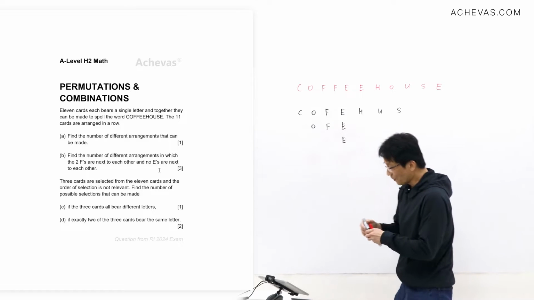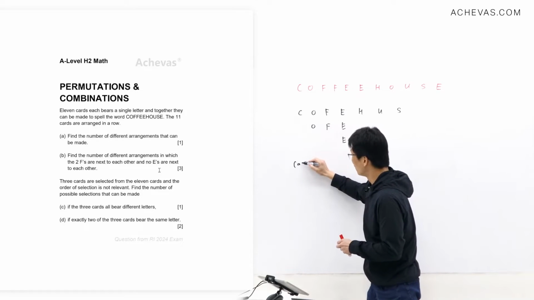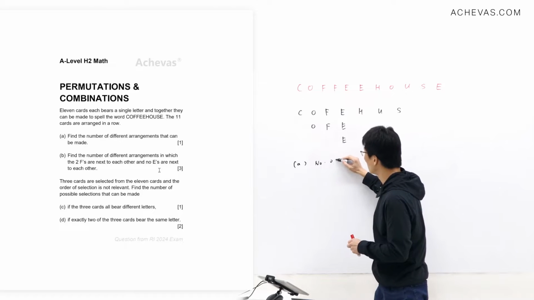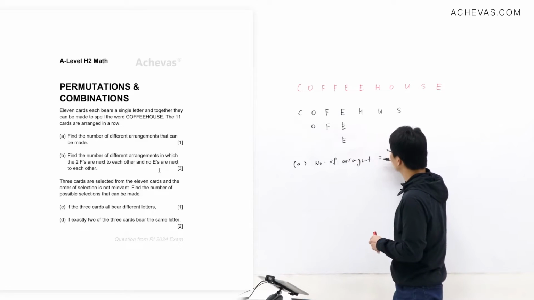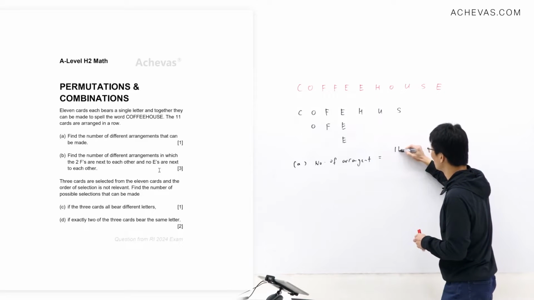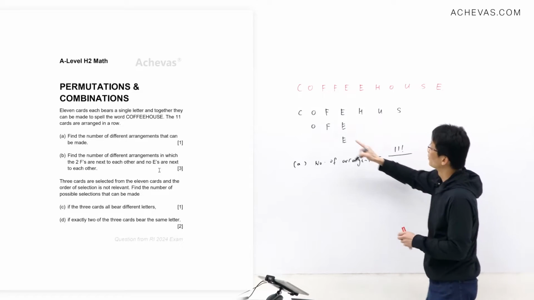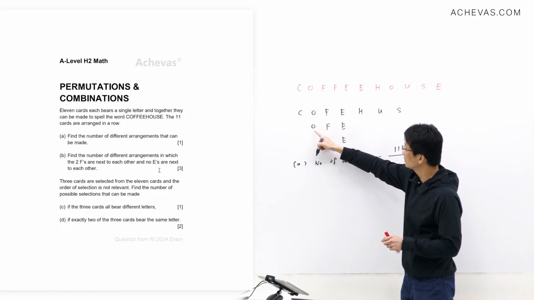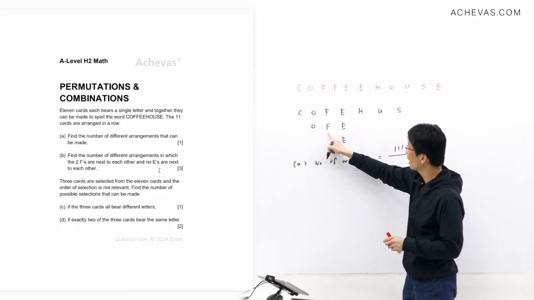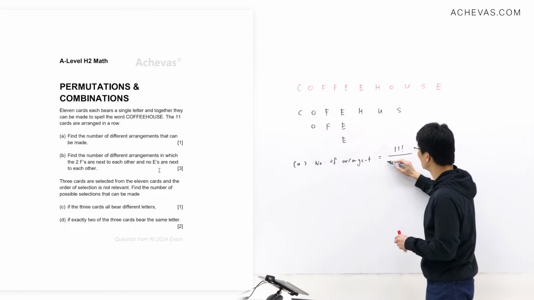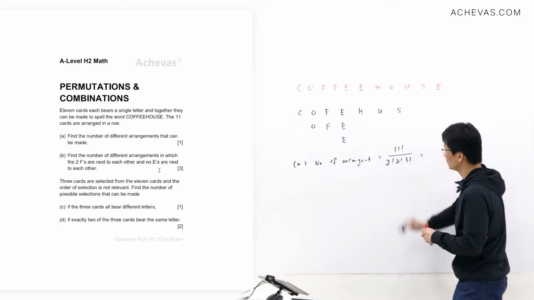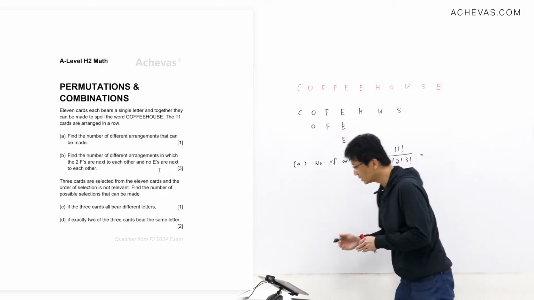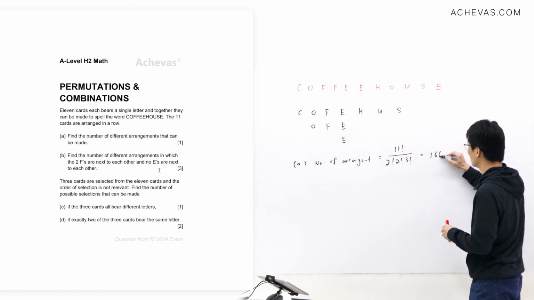Right, so to find the number of arrangements for part A, you will just have 11 letters here, and we need to take care of the repeated letters, which is 2 O's, 2 F's, and 3 E's. So we need to divide by 2 factorial, 2 factorial, 3 factorial. Using your calculator to evaluate this, I should be able to get 1663200.